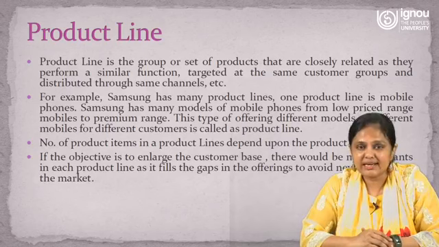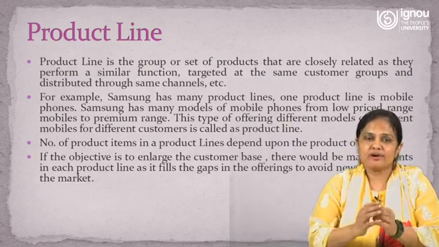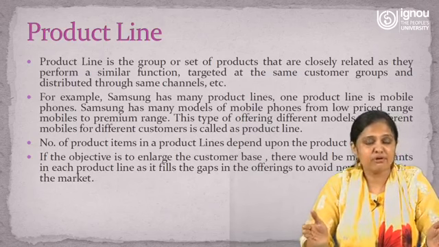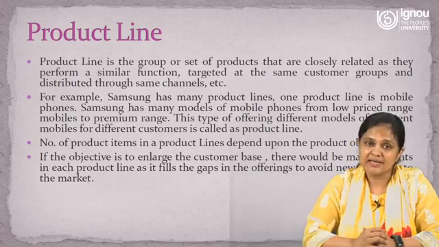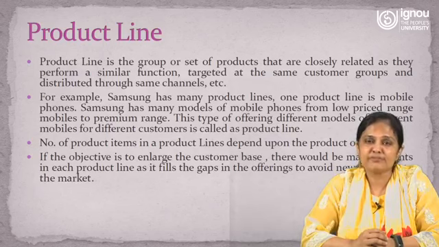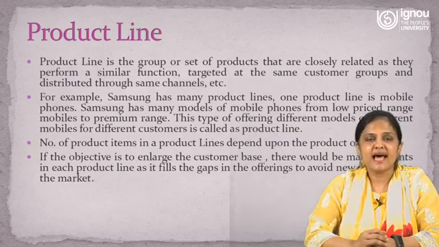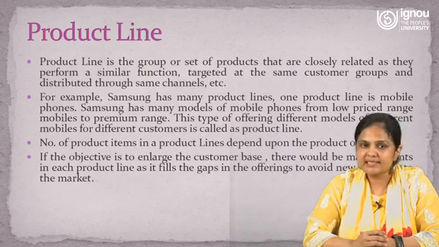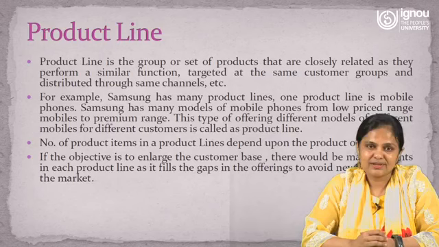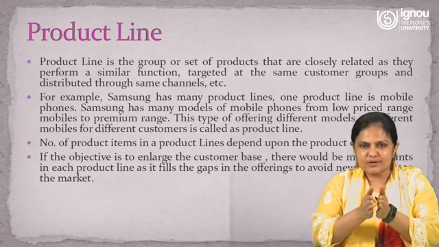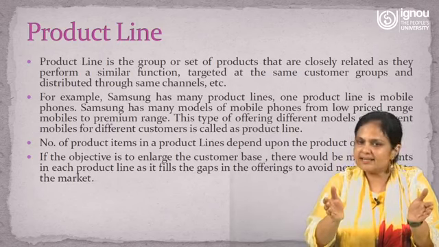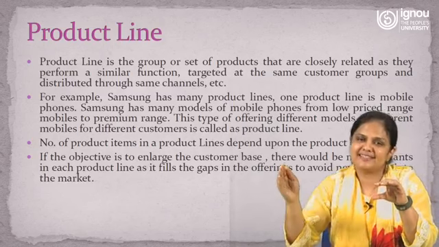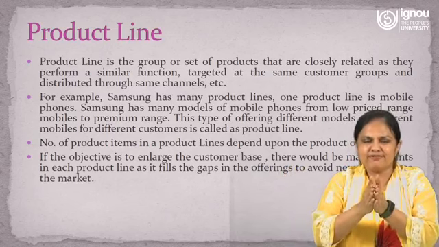Now, let us see product line. As we said, product mix is a group of all the product lines which a company is offering, so it becomes very important to understand what is a product line. A product line is a group or set of products that are closely related as they perform a similar function, are targeted at the same customer groups and distributed through the same channels. That means it is a group of closely related products, or the same product having different variants. They form a product line.